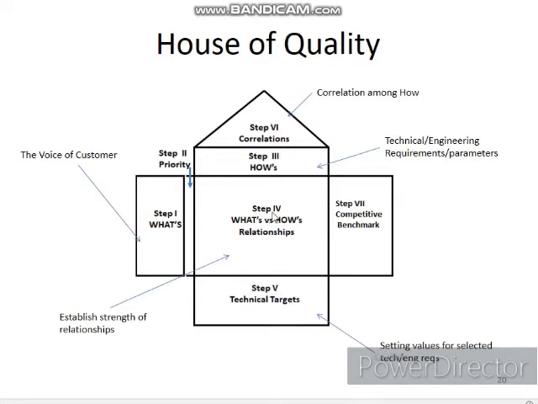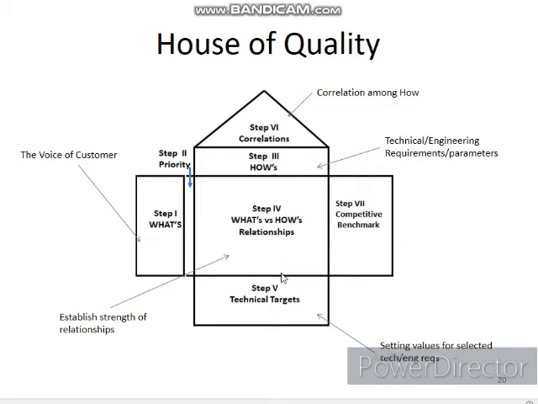Once that's done, we can look at the technical targets. Technical targets are basically the technical specs. Every single design parameter here will need to be quantified, and the value for that parameter needs to be stated here as the technical spec. Let's say, for example, engine power. Here you need to specify the horsepower for that particular product. So this will be the technical target spec.